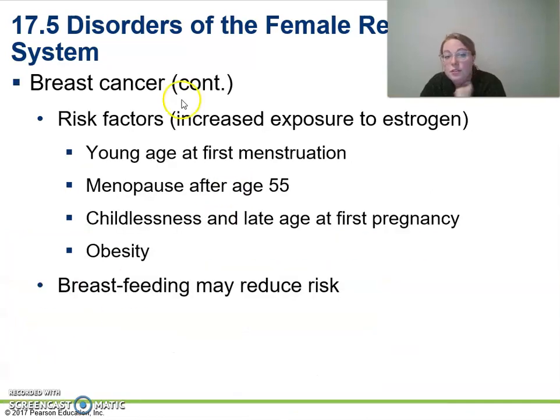Okay. So risk factors, more estrogen. All of these are things where you might have more estrogen associated with it. So here's part 3, and then we'll go on to part 4. This is going to probably be the longest chapter. It is.